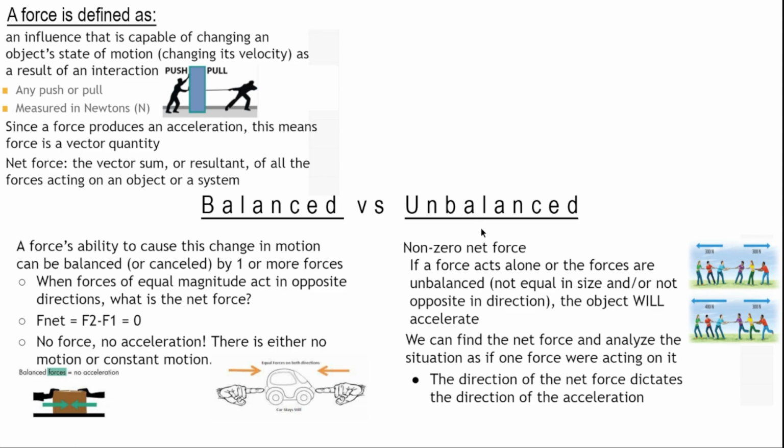Now if we look at unbalanced forces, our net force is not 0. In this example, this team of 3 is pulling at 300 newtons to the left, and this team is doing the same to the right. They have a balanced force and they're not moving. But now this team is pulling 400 to the left, and this one's still pulling 300 to the right. That means there will be a net force of 100 newtons to the left.